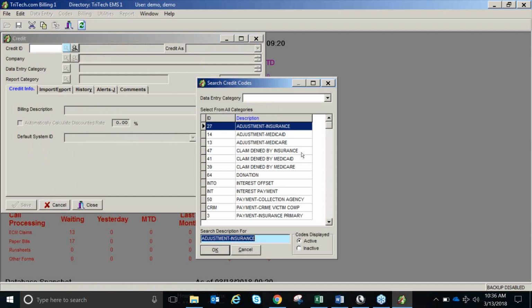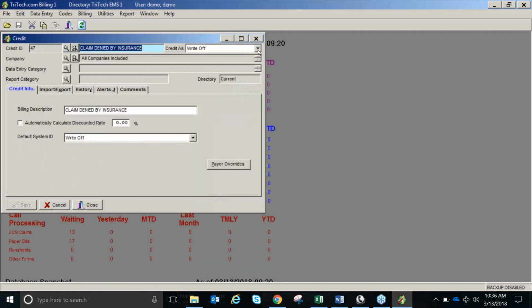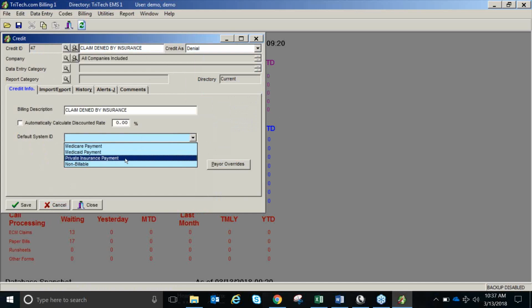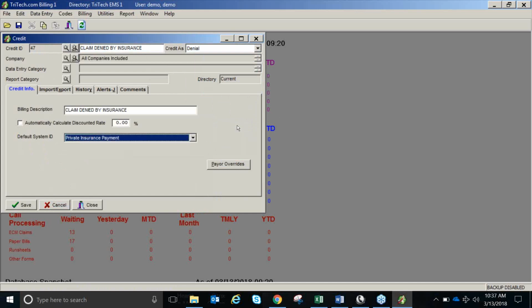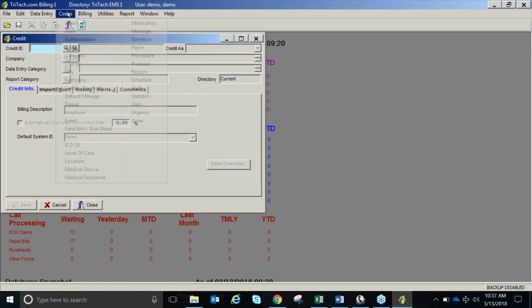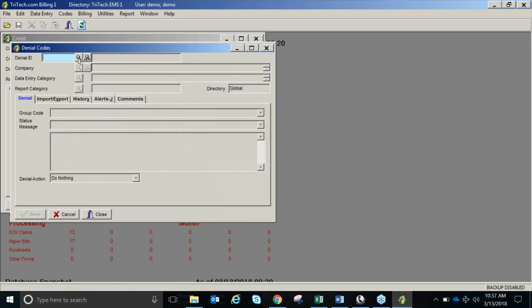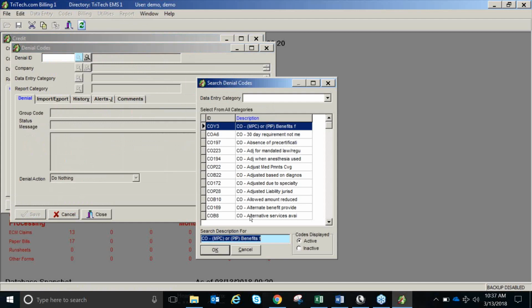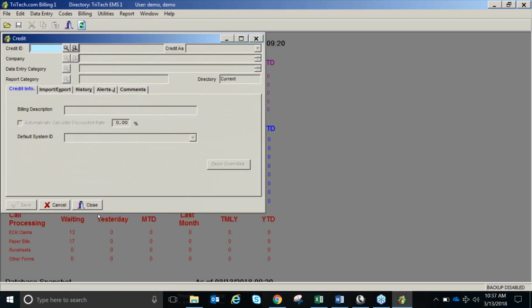We also have then our denials. And this one isn't set correctly, so let's change that. We have claim denied by insurance. So in this case, it's considered a payment of 0. So when we're posting the payment and we're using our denial credit, the credit as will say denial and the amount paid from that private insurance company will be 0. Same thing with then Medicare and Medicaid. And of course, we have all those denial codes. Hopefully you all remember that we have those built into the program that you can use in conjunction with the credit code for denials.